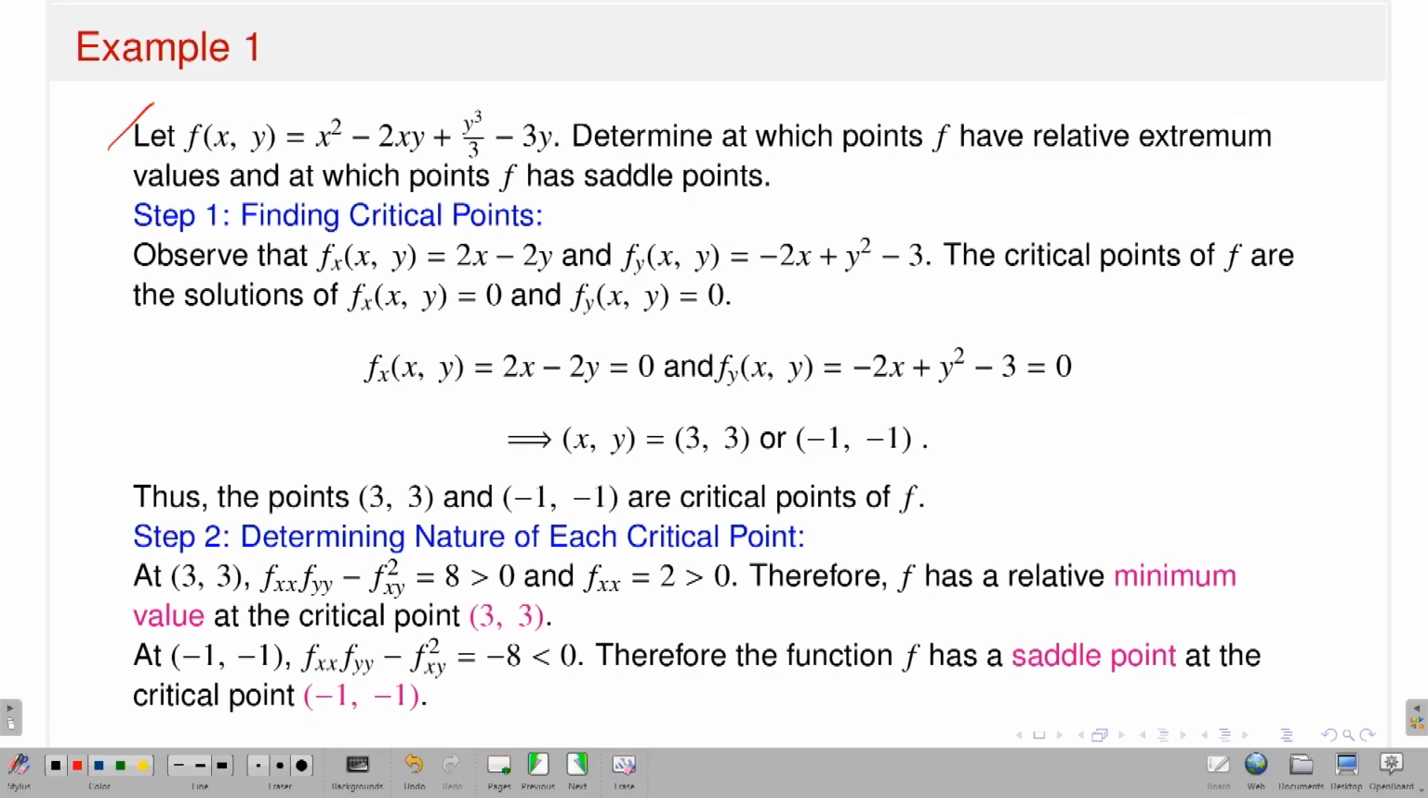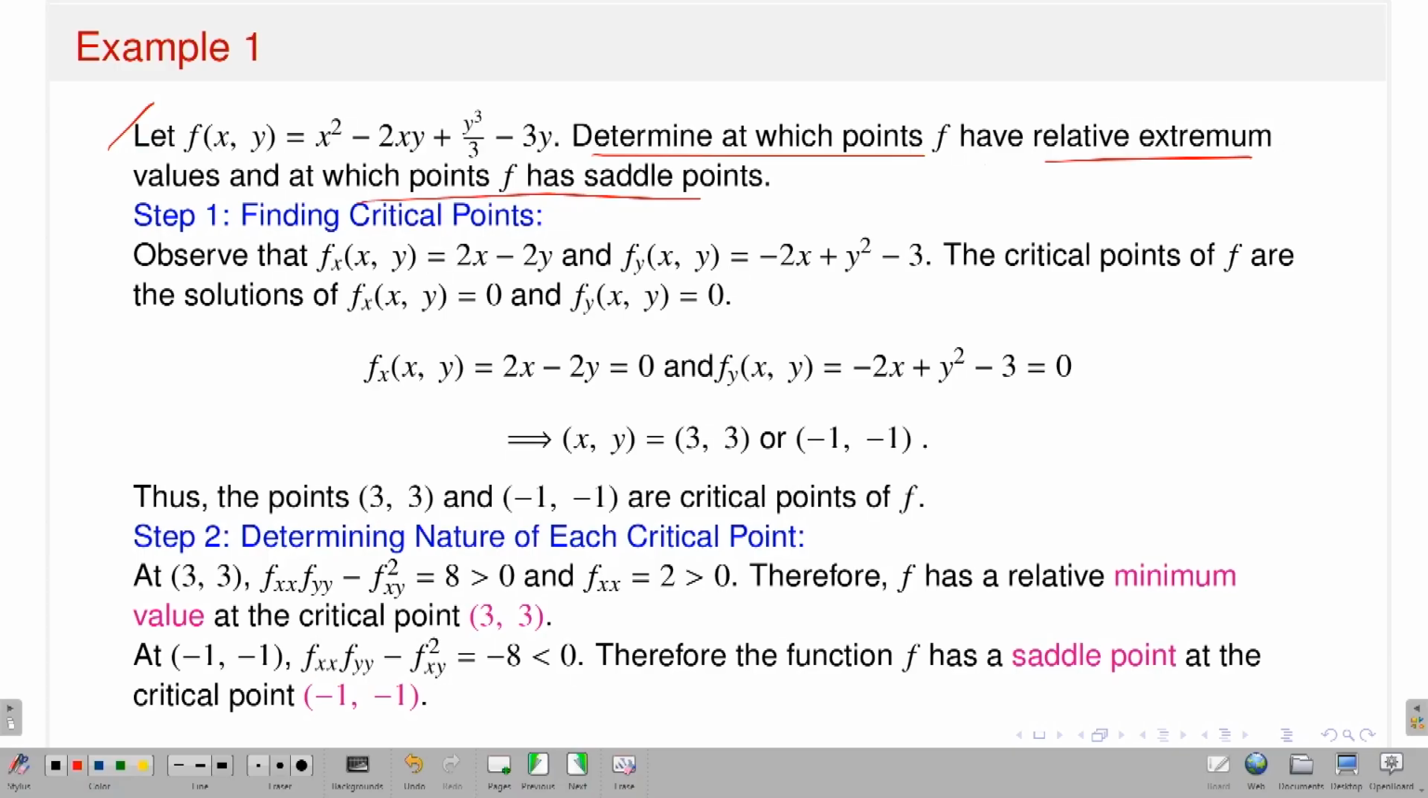Okay. So, if I have these functions, what I am asking is: determine the points at which the function f has a relative extremum, that is, a relative maximum or relative minimum, and what are the points at which the function f has saddle points.